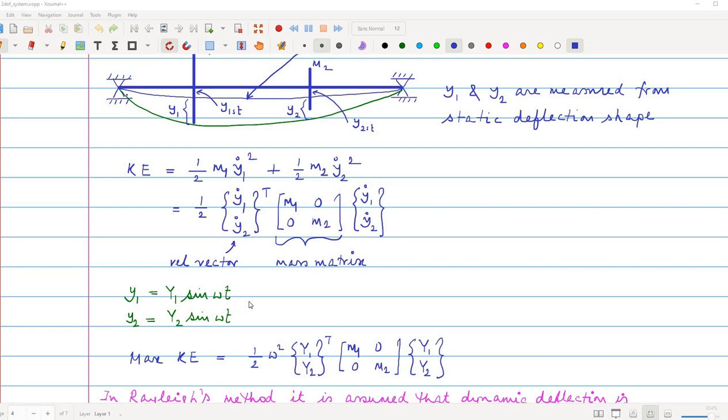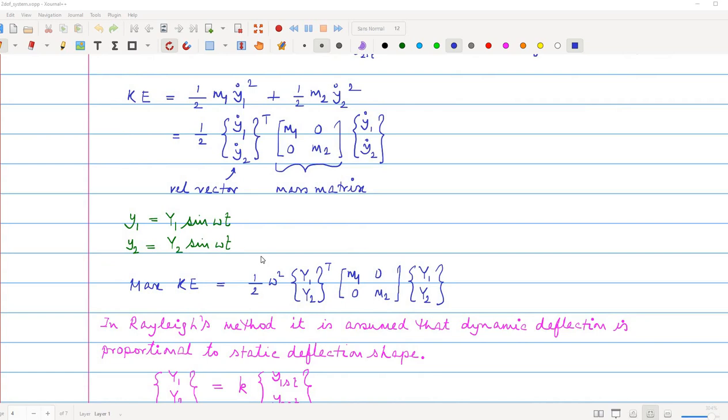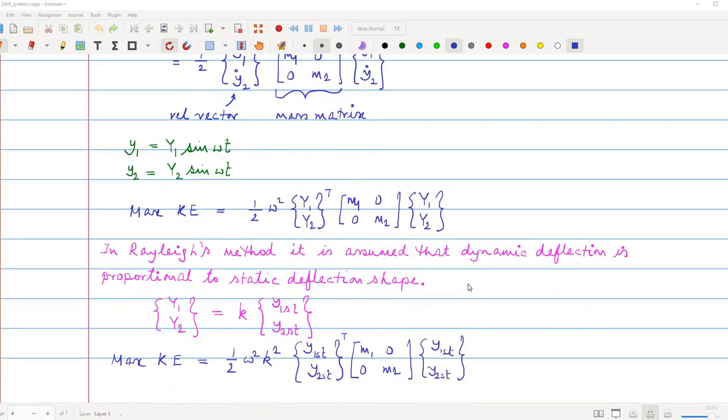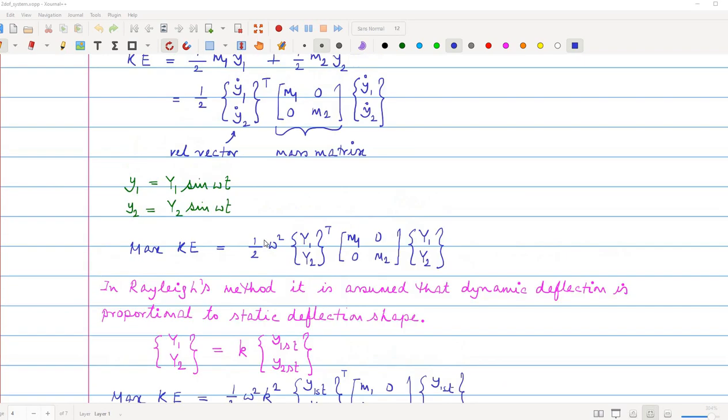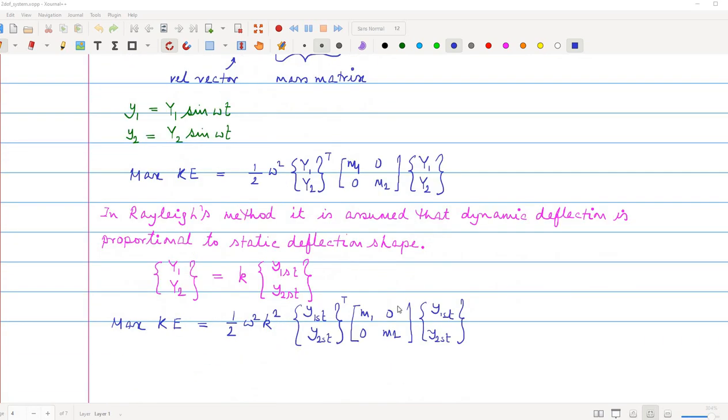So this small y1 is this, small y2 is this, and this is the maximum kinetic energy. This is the maximum value of y1, and this is the maximum value of small y2. This is the amplitude actually. So if you replace it here, it is like this. Now if you assume that this y1 and y2 are proportional to the static deflection, and if you put it here, then the maximum kinetic energy is this.